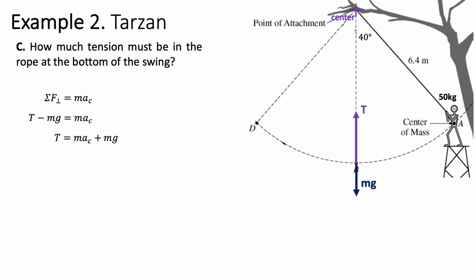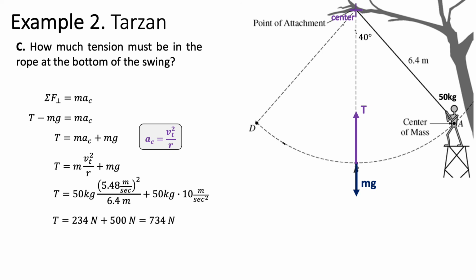I add that to the other side of the equation, and here I have the expression that says the tension of the rope equals mass times the acceleration plus mass times gravity. Meaning the tension of the rope not only has to carry the man's normal weight, but an additional amount for centripetal motion. Plugging in the formula for centripetal motion, I can now get my answer by plugging in the numbers. And plugging in the numbers, I see here that he's going to be 234 newtons because of circular motion, and the additional 500 newtons due to his weight, for a total of 734 newtons.